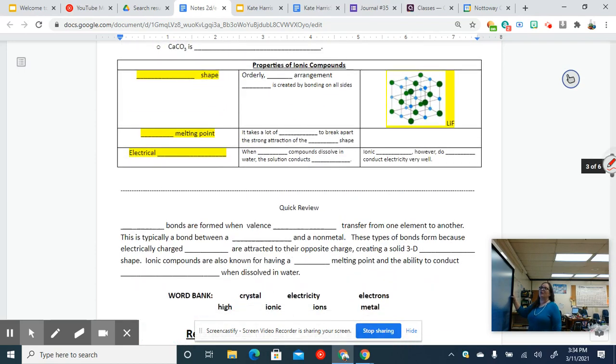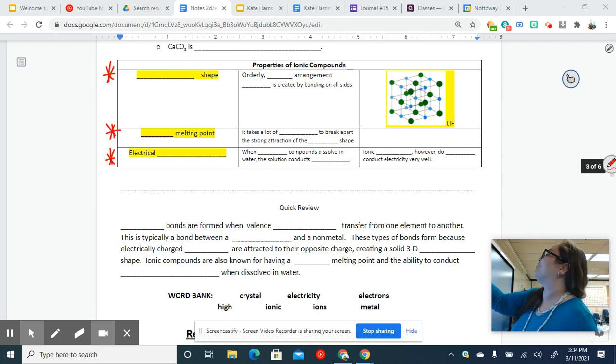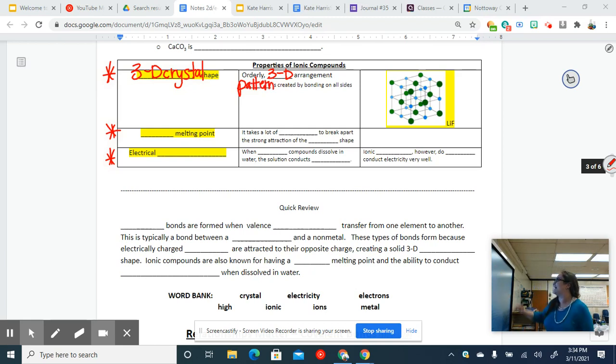All right, finally, we have the properties of ionic compounds. And these right here are definitely a TQA. You need to know the 3 things that make ionic compounds special. So one thing is that they have a 3-dimensional crystal shape. They've got a 3D crystal shape. So they have an orderly 3-dimensional arrangement. And we get this pattern that's created by bonding on all sides. So you get regular, even cubes and crystals from things that are ionic compounds.